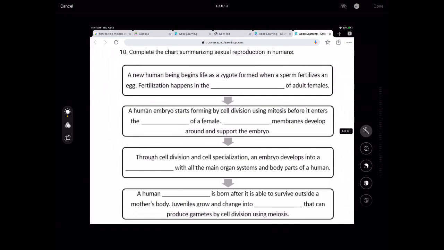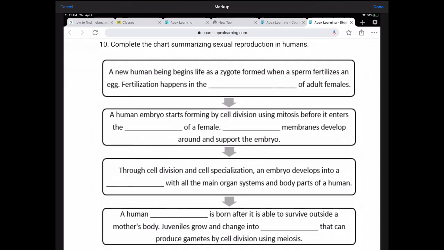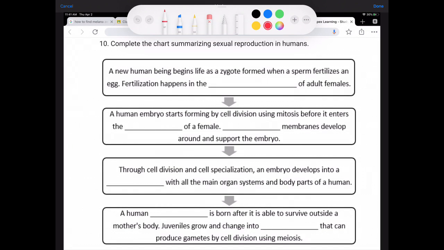Okay, let's finish up this sheet here. So, complete the chart summarizing sexual reproduction in humans. A new human life begins as a zygote, formed when a sperm fertilizes an egg. Fertilization happens in the fallopian tubes in the female's body. An embryo starts forming by cell division using mitosis before it enters the uterus of a female.